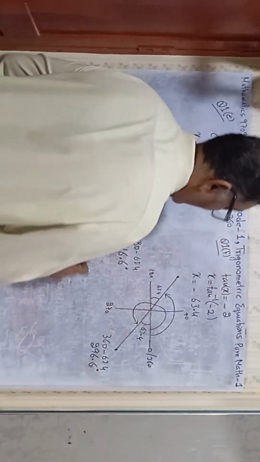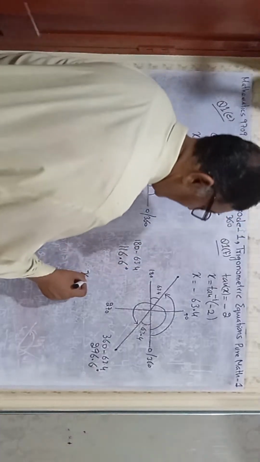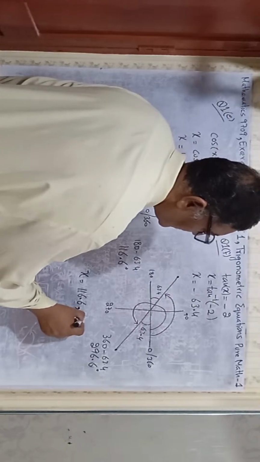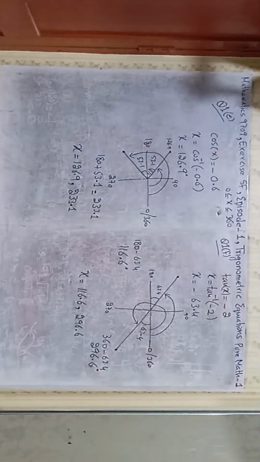So my x will have two answers, because I have to give the answers from 0 to 360. So my x will be 116.6 degrees, comma, 296.6 degrees. Let's check the answer, sir. I hope that this answer is right. For question number 1, it's F part. The answer is 116.6 and 296.6. So the answer is right, sir. So this is how you do question number 1 and its F part.